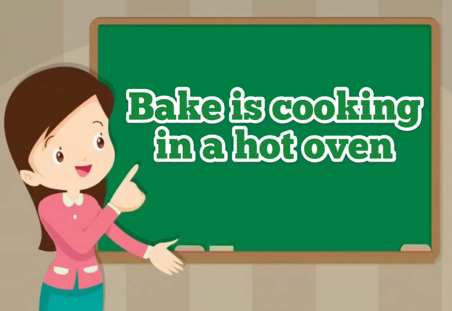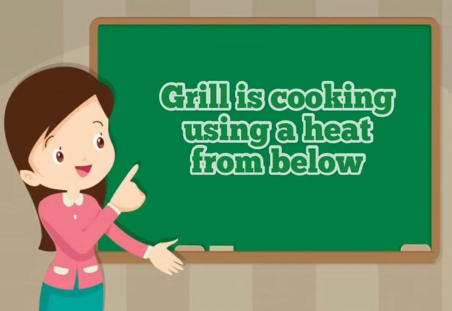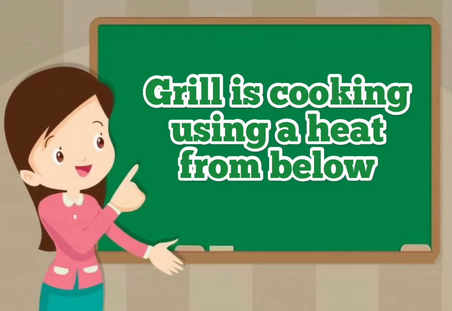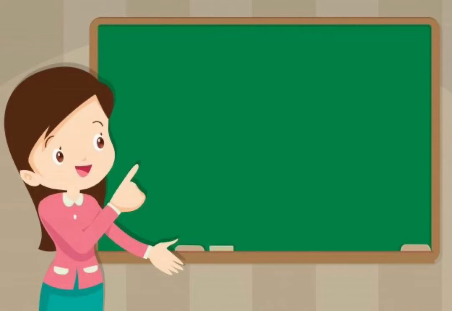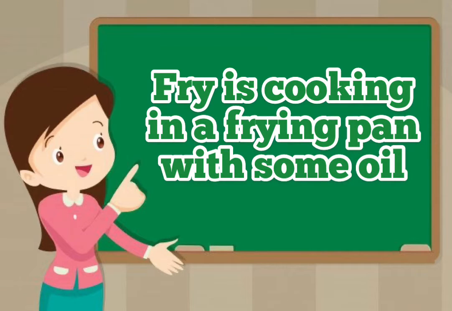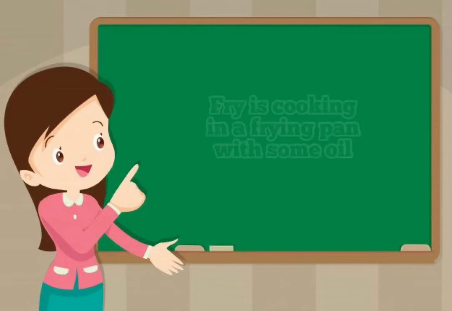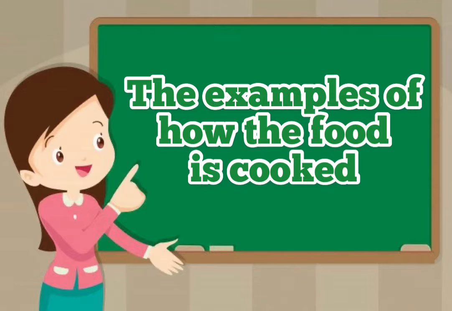Bake is cooking in a hot oven. Grill is cooking using heat from below. And fry is cooking in a frying pan with some oil. Here's the example of how food is cooked.